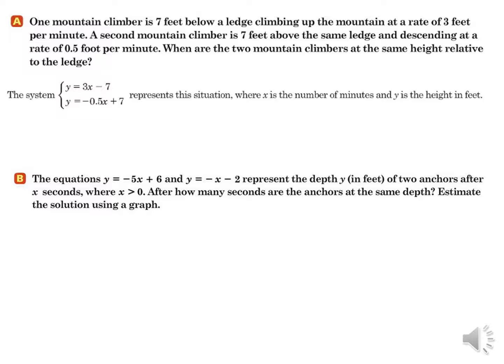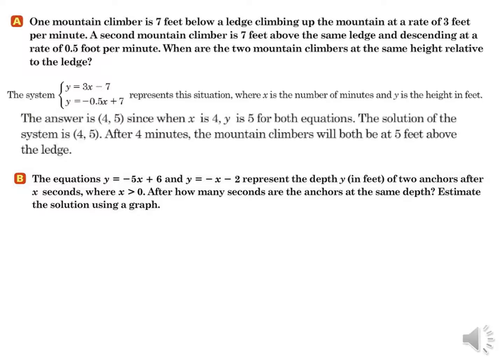Okay, so here are my two equations. Now when I graph them, this one starts at -7, this one starts at 7. They have different slopes, so they will cross. They will cross. Now where are they going to cross at? All right, so the answer is 4, 5. So when you graph it at 4, right? When x is 4, y is 5 for both equations. So after 4 minutes, the mountain climbers will both be at 5 feet above the ledge.